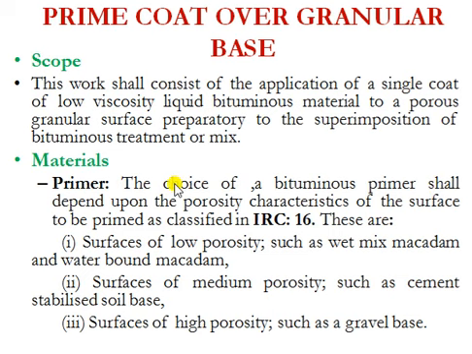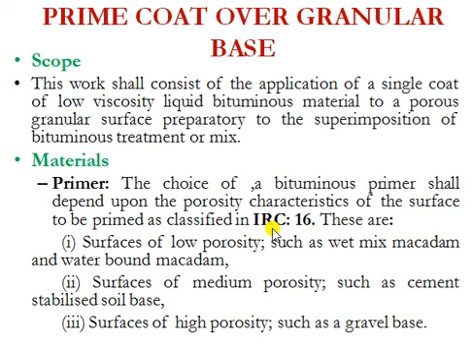So what are the materials used in prime coat? The choice of a bituminous primer shall depend upon the porosity characteristics of the surface to be primed, as classified in IRC 16. First, surfaces of low porosity such as wet mix macadam and waterbound macadam. Second, surfaces of medium porosity such as cement stabilized soil base. Third, surfaces of high porosity such as gravel base.